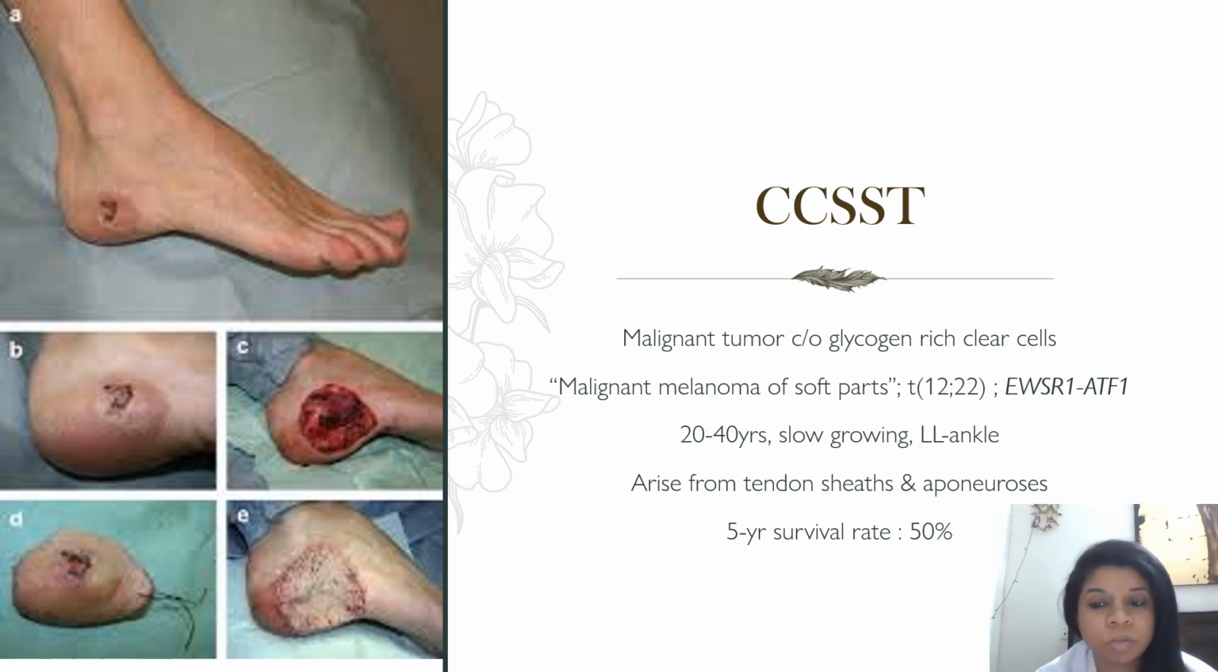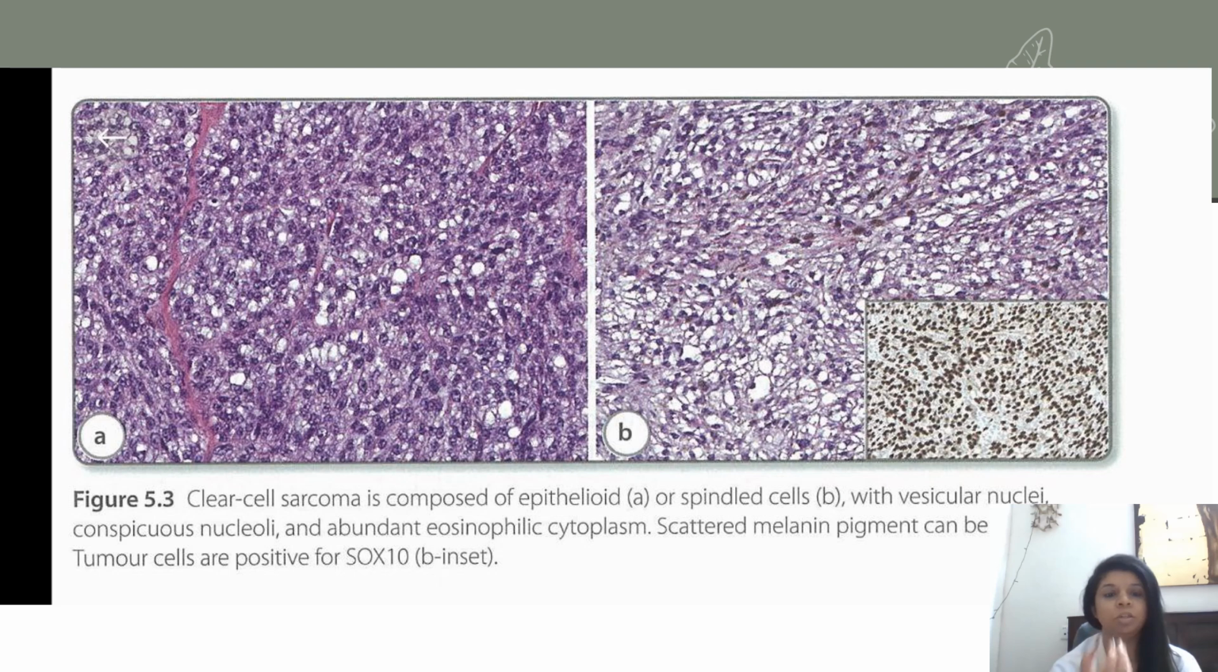But later on it was discovered that the etiology is different. These clear cell sarcomas show translocation t(12;22) and EWSR1-ATF1 fusion transcript positivity, which is not seen in malignant melanoma. CCSST is seen in the 20 to 40 year age group. They are slow growing masses, usually seen in the lower limbs, especially in the ankle area as seen in the figure. They arise from tendon sheaths and aponeurosis, and the 5-year survival rate is almost 50%. So you can imagine how aggressive or malignant the tumor is.